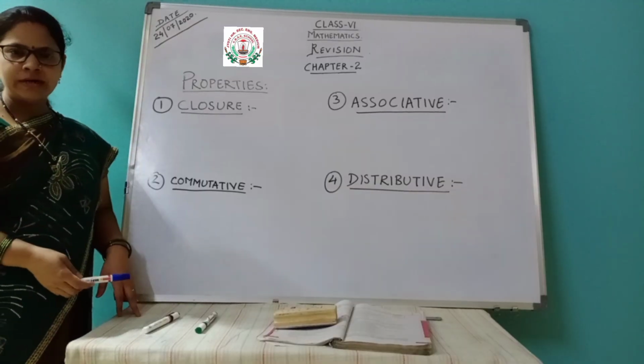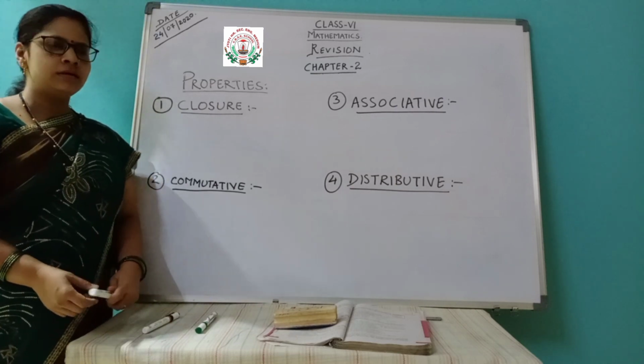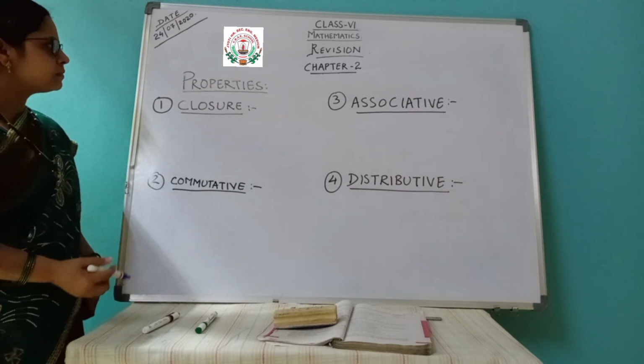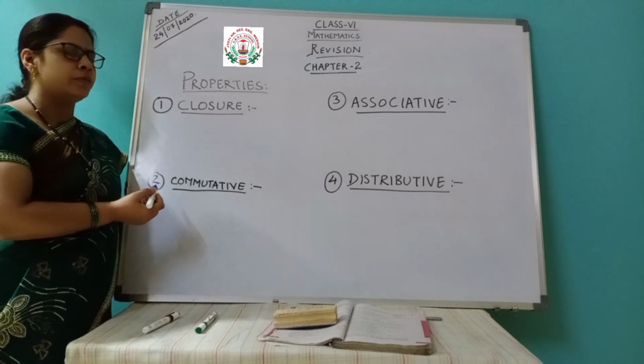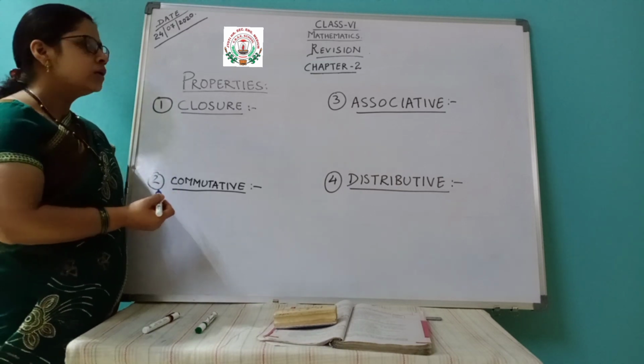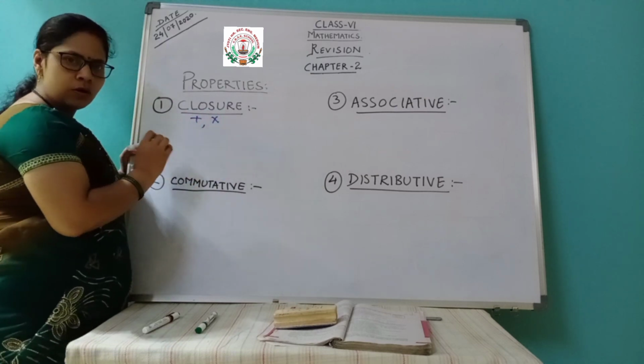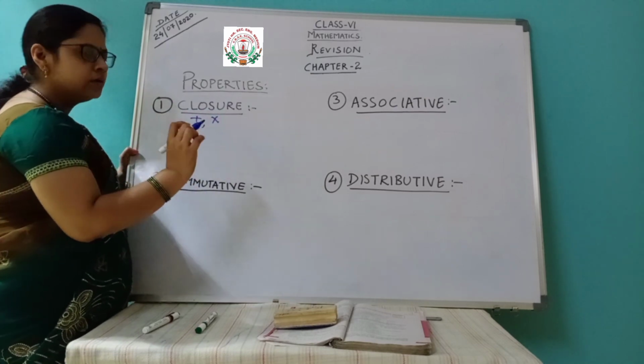Coming to the properties of whole numbers. You have already studied the properties, so this is just a revision. The first property is the closure property. What does closure mean? It means these whole numbers are closed for addition and multiplication, and they are not closed for subtraction and division.